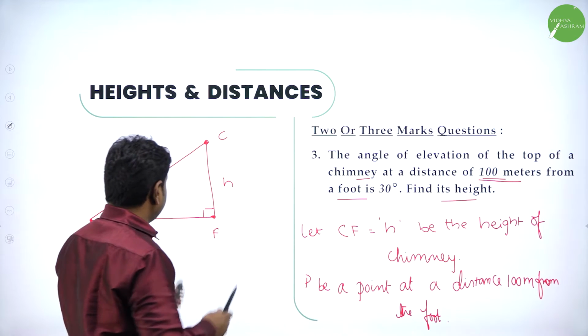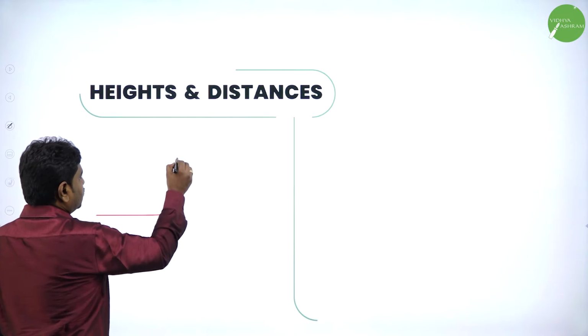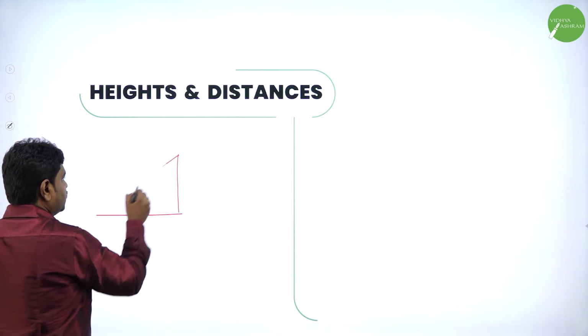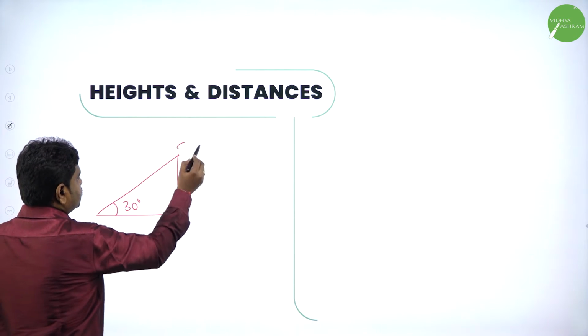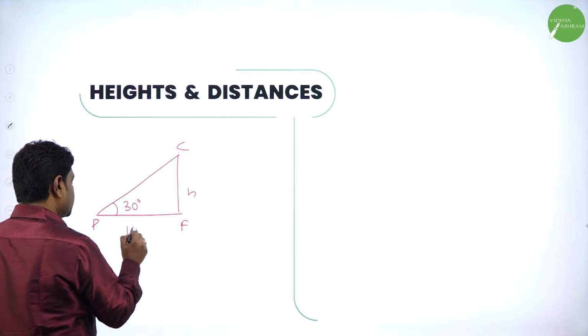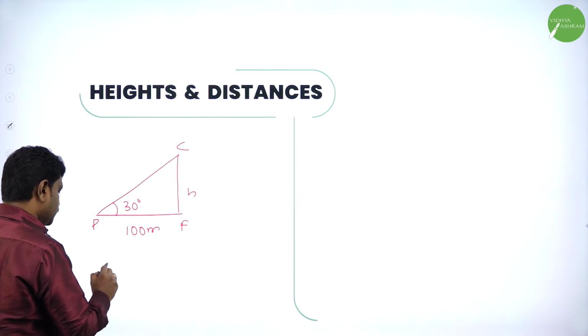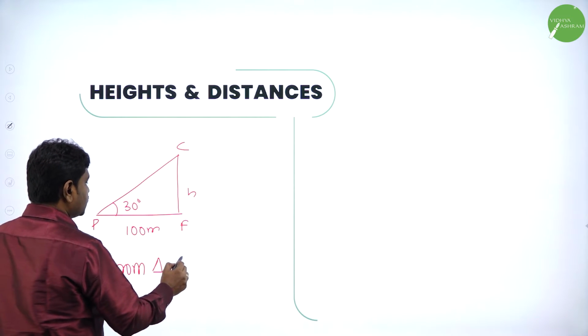So now you can see a right angle triangle. From this right angle triangle, here what we got? We got a right angle triangle like this, and here we have 30 degrees as theta, and the CF we assumed h, and P we assumed what? 100 meters is given.